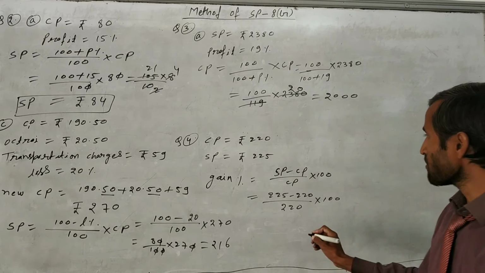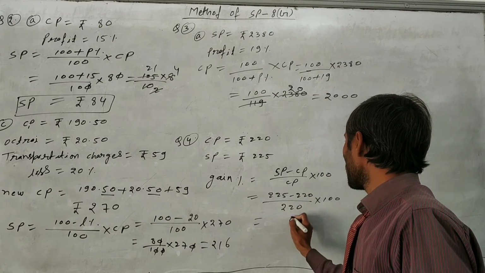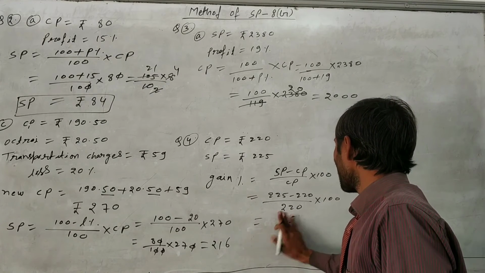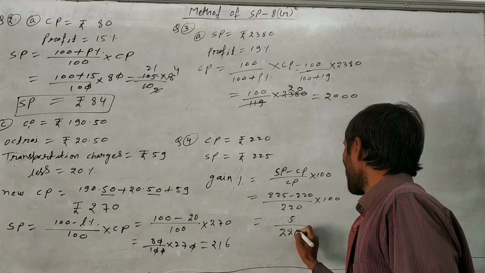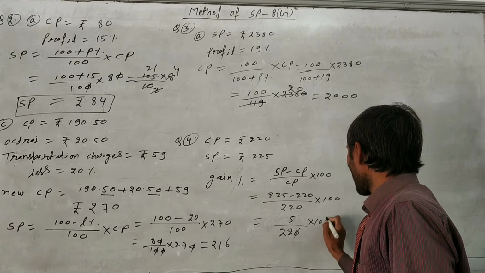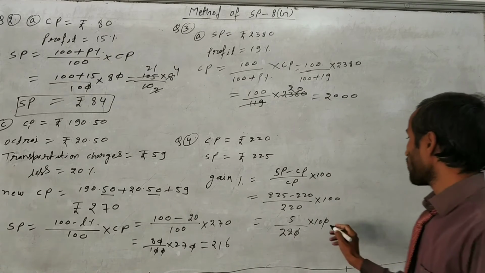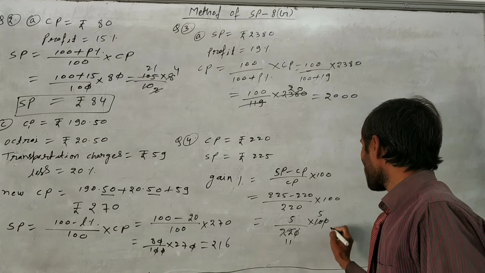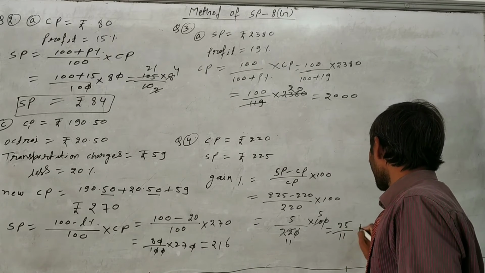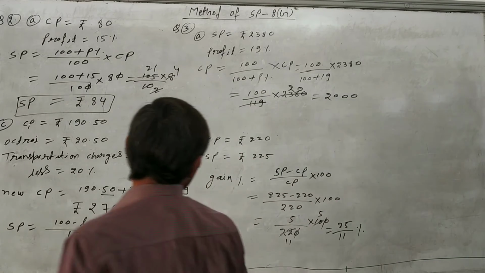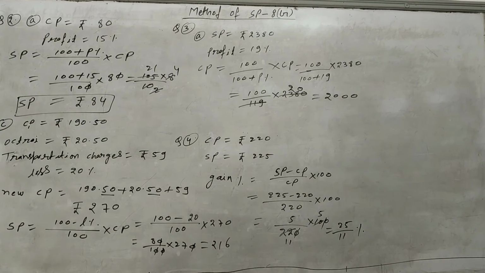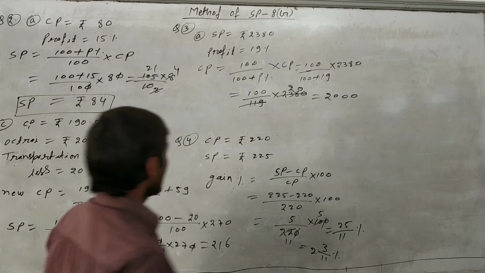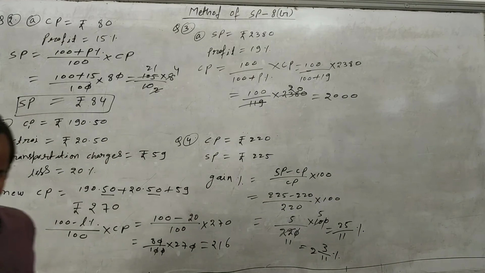So it will come 225 minus 200 upon CP, means 200 into 100. Now we will subtract here. Sorry, it will come 5 and then 0 0, means only 5 will come upon 200 into 100. Now cancel out here. It will come 5 and 11. Now we can cancel out 25 upon 11. This is the final answer. Now you can convert into a mixed fraction and it will come 2 3 upon 11%. So gain percent is equal to 2 whole 3 upon 11%.